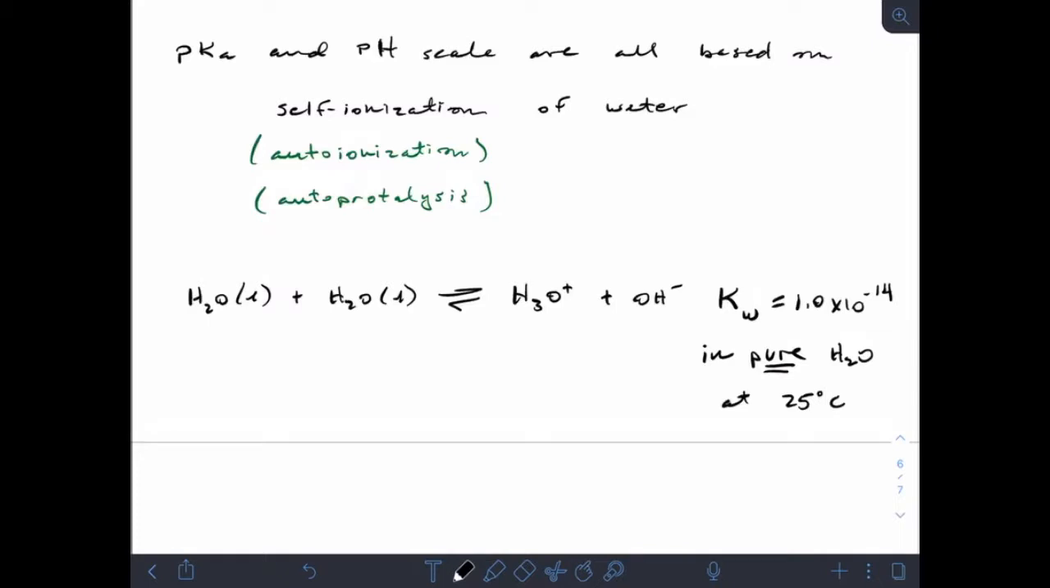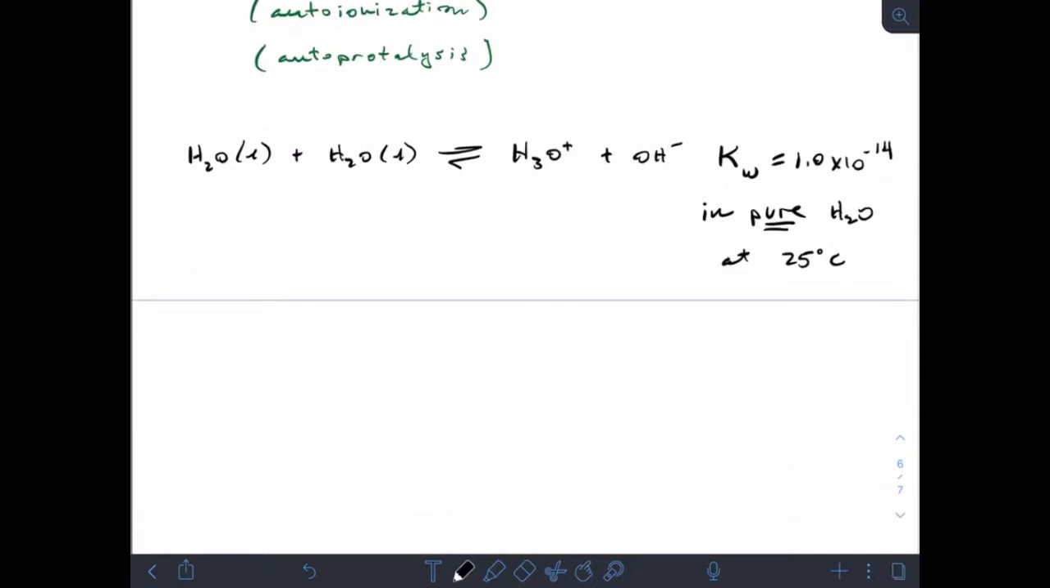But you can be thrown questions where the question might say, at 20 degrees Celsius, Kw has such and such value, which will be slightly different. And then you can just apply the principles that I'm about to go over to that scenario. But most of the time we're going to assume pure water at 25 degrees Celsius, Kw is equal to 1 times 10 to the minus 14. So how do we deal with this?